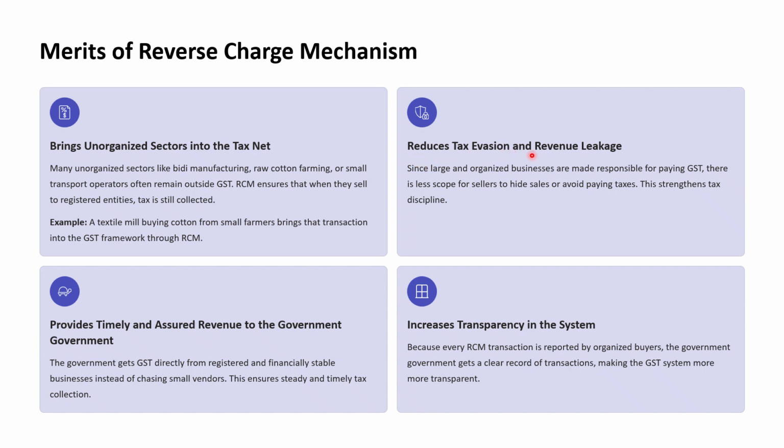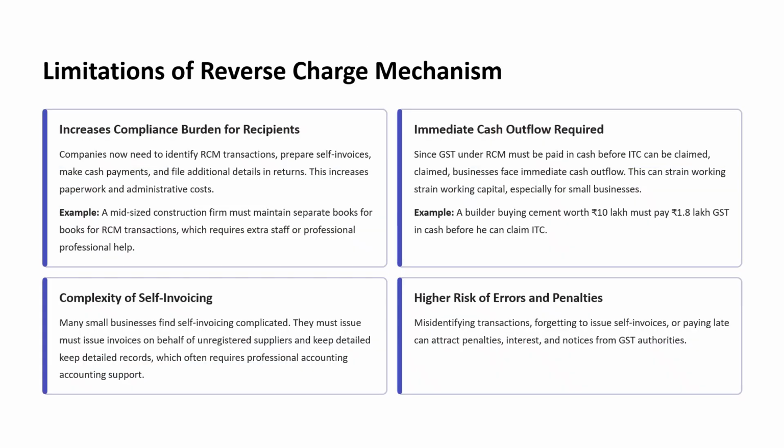Then it reduces tax evasion and revenue leakage because large and organized sectors are responsible for paying GST. There is less scope for the seller to hide the sales. ठीक है, क्योंकि अगर सेलर जो है बेच रहा है अनऑर्गेनाइज्ड है पर जो रिसिपिएंट है वो ऑर्गेनाइज्ड है तो उसको टैक्स पे करना ही पड़ेगा. सो देयर विल बी लेस टैक्स इवेजन. इंक्रीज ट्रांसपेरेंसी इन द सिस्टम. कोई भी ट्रांजेक्शन हो रही है, the proper entries will be there and we can easily track all the transactions and there will be greater transparency.